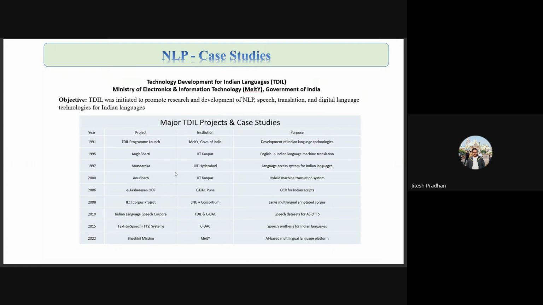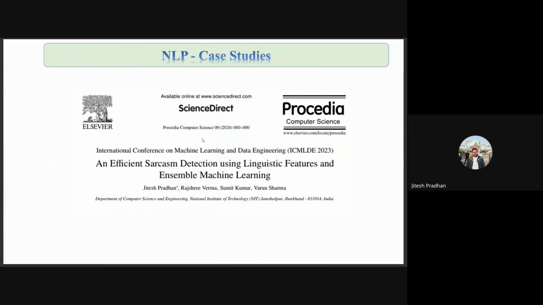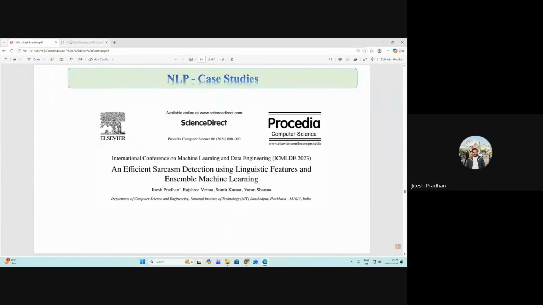Okay, these are the NLP projects that currently IIT Kanpur, IIT Hyderabad, and so many institutions are doing. Now let's take another example. It's basically an efficient sarcasm detection using linguistic features and an ensemble machine learning model. Quickly, we will see it.